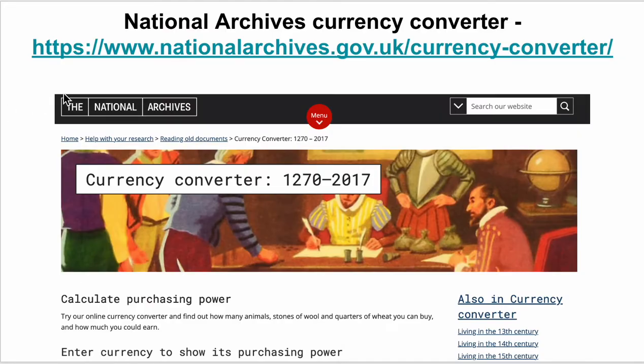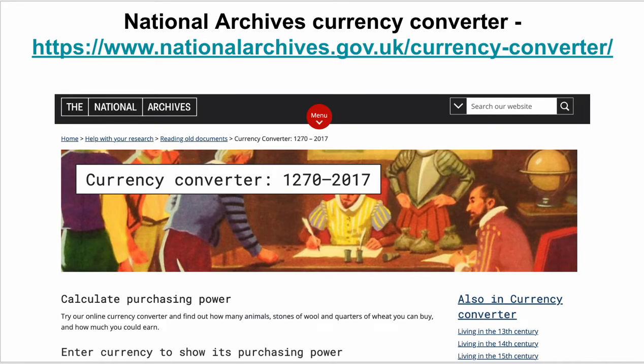The next site that I think is really useful is the National Archives Currency Converter, and it converts currency from the past to present day, all the way from the 13th century. So you can calculate how much things were worth. If you're reading a history book and it says somebody was fined 5 shillings, you can work out how much that equates to today.